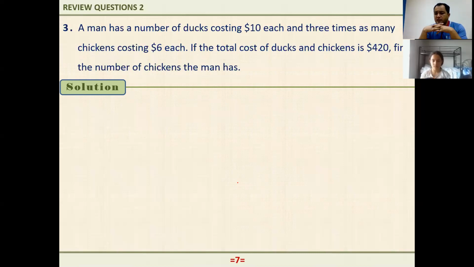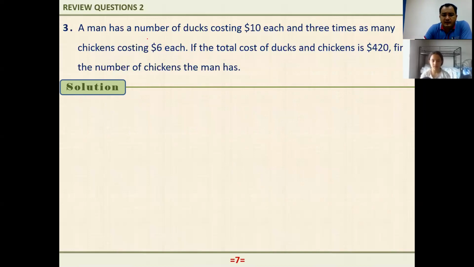The second time, we need to read a bit slowly and try to understand every keyword, all right? And if possible, while you are reading, we need to use a variable to denote the unknown. After that, write our equation and solve it, okay? So now read the question. A man has a number of ducks costing $10 each and 3 times as many chickens costing $6 each. If the total cost of ducks and chickens is $420, find the number of chickens the man has. Okay, very good. Now let's start from the beginning.